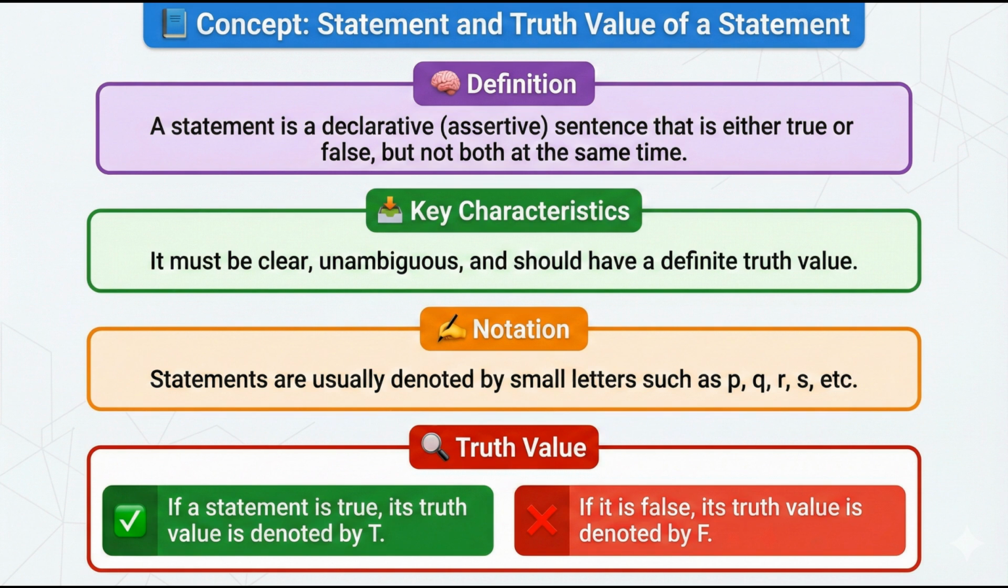For every statement, we should be able to decide whether it is true or false. A sentence cannot be true and false at the same time. There is one more important condition. A statement must be clear and unambiguous. It should not create confusion, and it must have a definite truth value. In logic, statements are usually represented by small letters such as P, Q, and R.